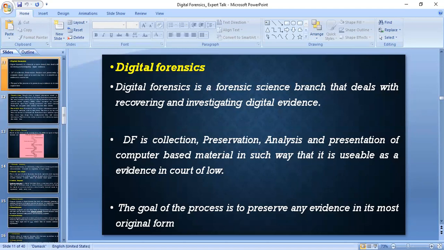And what is our aim? We want to collect the evidences, preserve the evidences, and prove. We show the evidences as proof and solve that particular case. Right? Okay. Next.